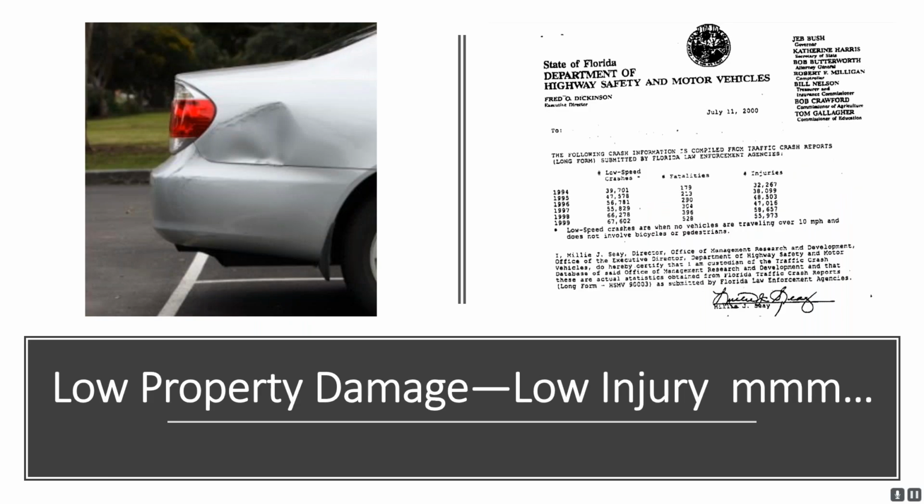Low property damage, low injury. State of Florida, 2000. All low crash area, no vehicles were traveling over 10 miles an hour. That's considered low impact. Does not involve bicycles or pedestrians. In 1999, there were 528 deaths. So stand here and tell somebody that you cannot be damaged with low property damage when you're looking at a dead person.